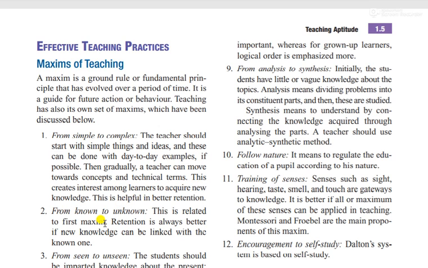Another maxim, or another practice, is from known to unknown. We always start from what the student knows to the unknown. Actually, the main goal of teaching is to teach the new thing. Generally we teach unknown things to our students. But we should not jump directly to the unknown things. Rather, we should start from the known things, what our student knows, and then slowly we can go to the unknown things.